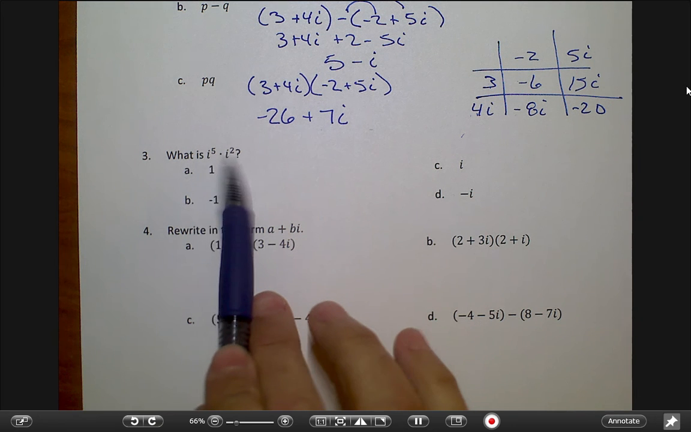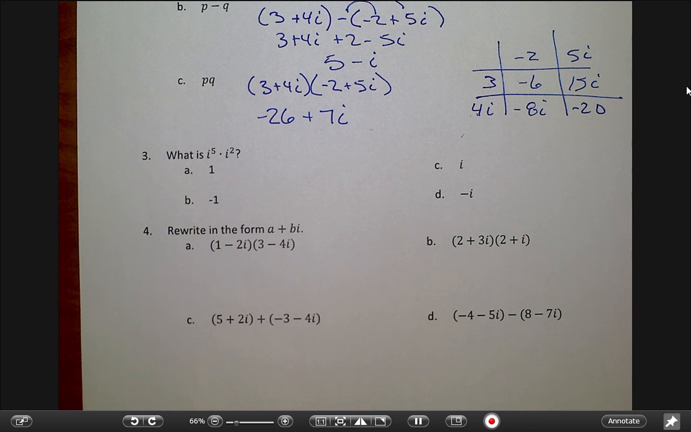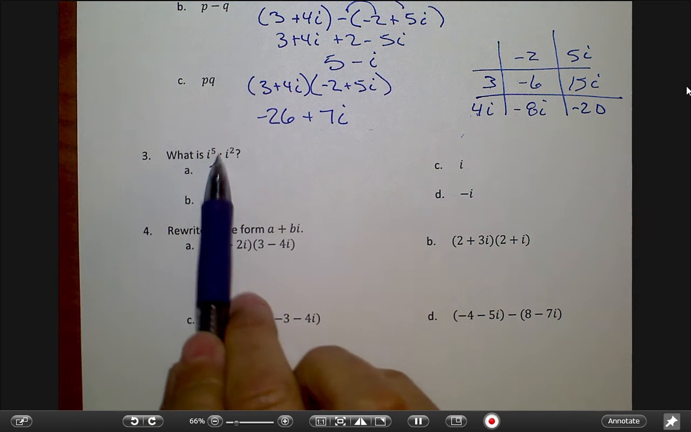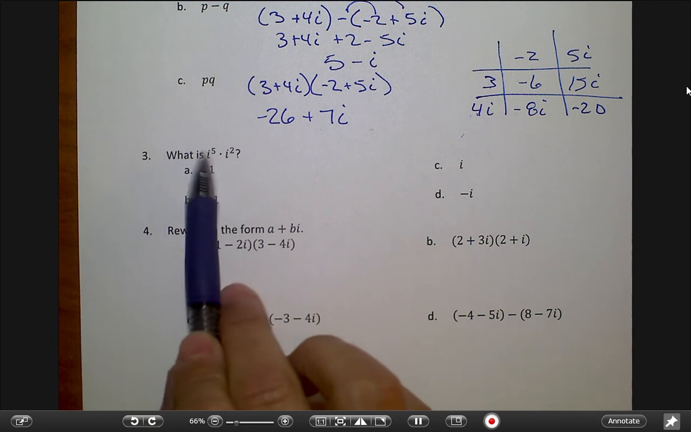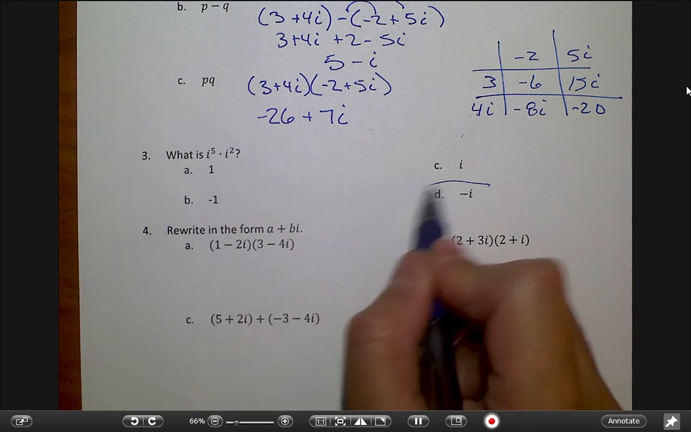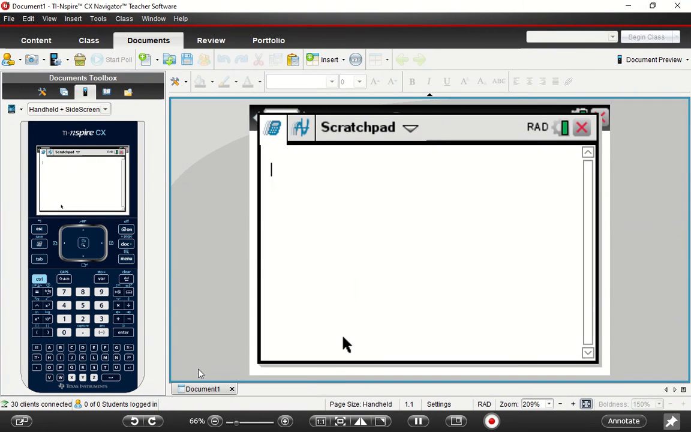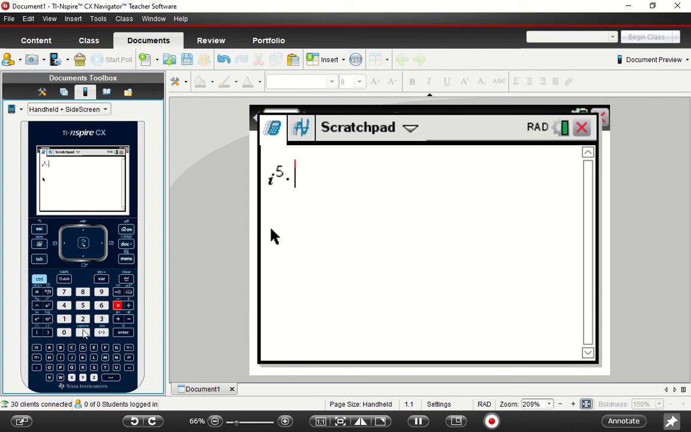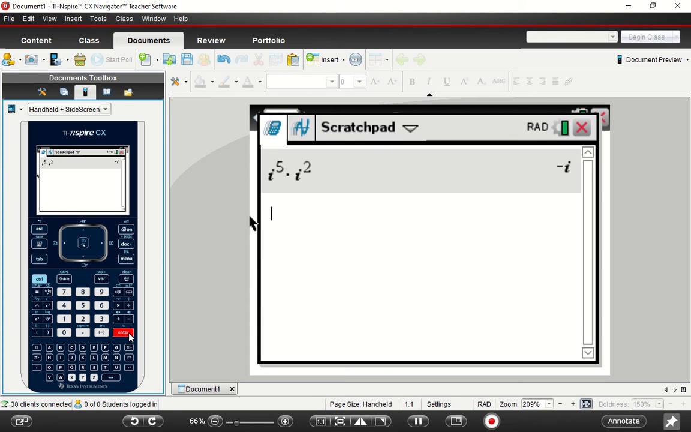All right, so right here, if I'm multiplying these together, I to the 5th is going to be, if you guys remember, just I. Then I squared is negative 1. So I times negative 1 is negative I. Now, for those people that truly want to use the calculator, again, my challenge to you: do it by hand first. You've got to know some math. All right, so I to the 5th times I squared, right? There we go. Enter. Negative I.